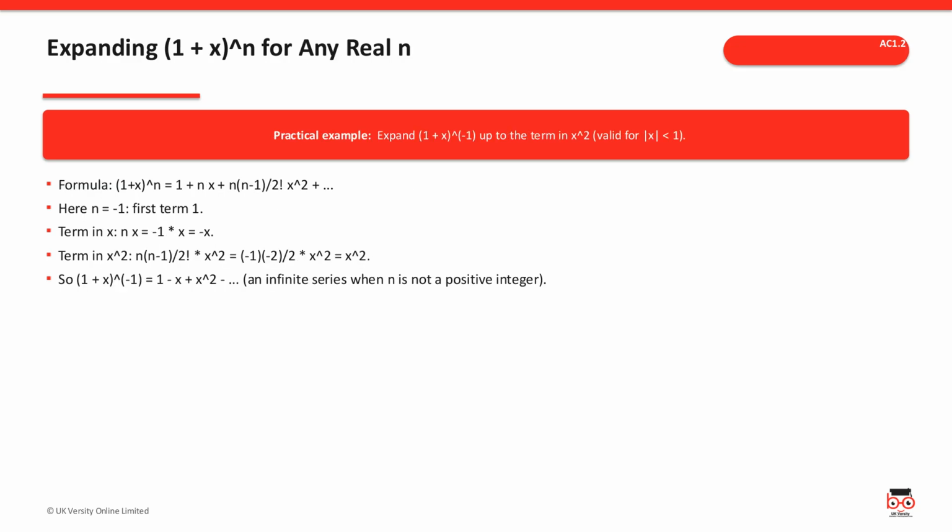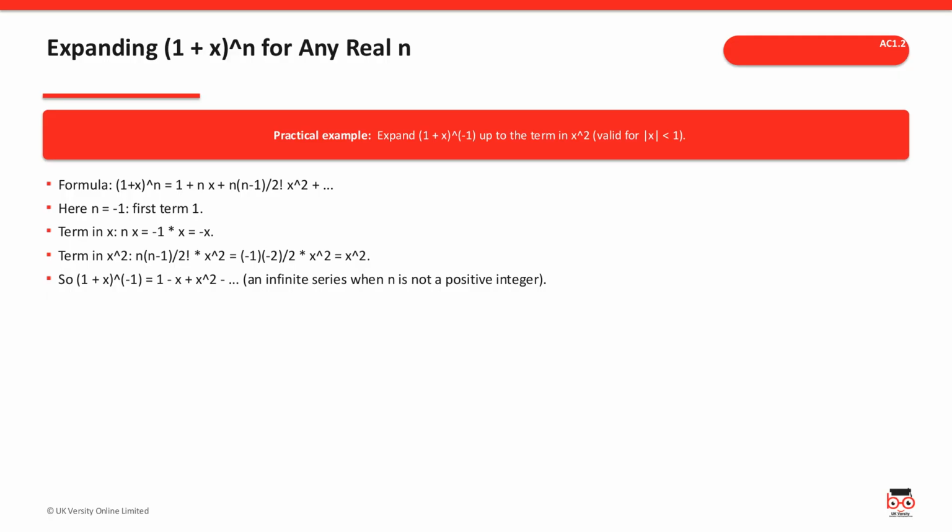The binomial expansion also works for powers that aren't positive whole numbers, which is handy for quick approximations. Let's expand (1 + x) to the power −1, up to the term in x squared, which is valid when the size of x is less than 1. Using the formula, the first term is 1. The term in x is −1 times x, so −x. And the term in x squared is (−1)(−2) over 2 factorial, giving plus x squared. So (1 + x)⁻¹ is approximately 1 − x + x², carrying on as an infinite series.